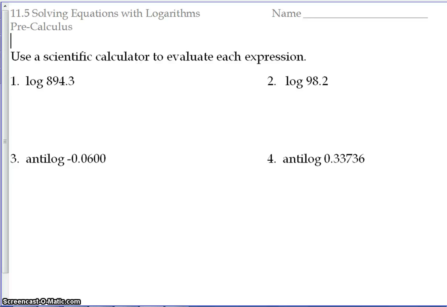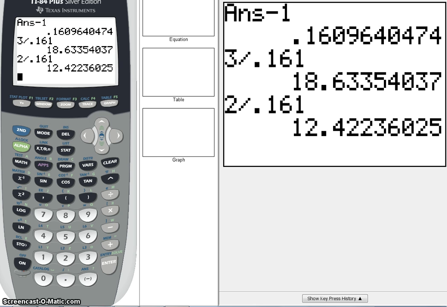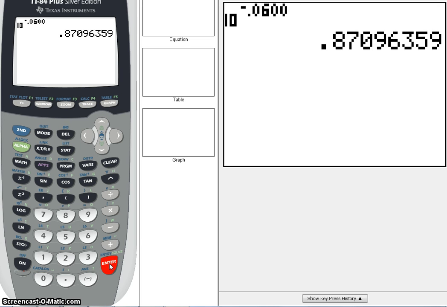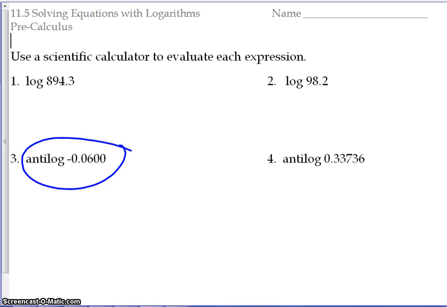Let's talk about this anti-log. On the calculators, this anti-log that you're going to see is just the inverse of the log. So we're trying to find the anti-log of negative 0.06, and really that's all I need to know. So all I do here is go second log, and you're going to see 10 there, and that's okay, and it was negative 0.0600. I'm just going to get the answer, 0.871. So my answer here is just 0.871.